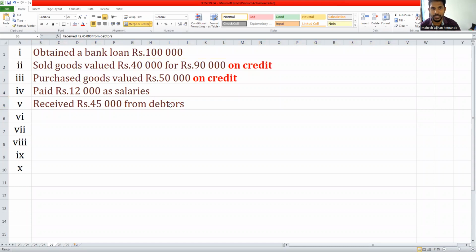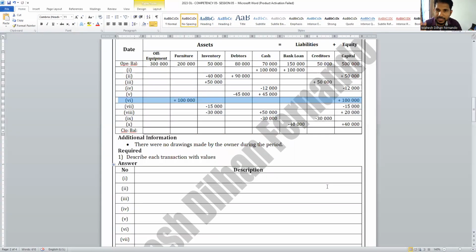Number 6. What has happened? Furniture plus 100. Capital plus 100. What is the transaction? Can someone explain it nicely? Hurry up. Sanuka. Dinit. Vibu. Vibu is so silent today. Why? Adisha.